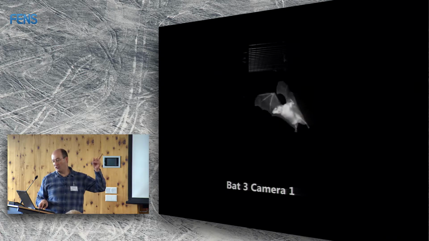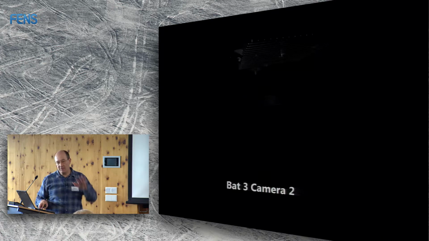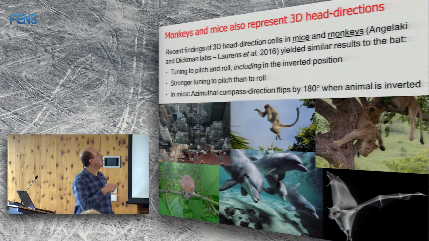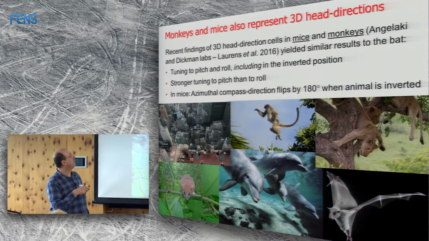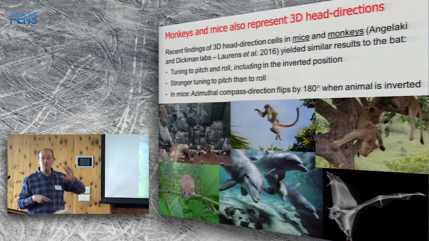You see right here, you saw how it turned in azimuth, but really did not roll. So they almost do not roll. And I'm happy to say that also monkeys and mice seem to represent 3D head direction. There was a paper published from the Dickman and Angelaki labs last year showing tuning to 3D directions in monkeys.